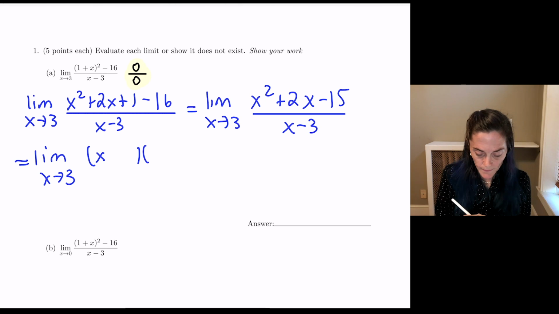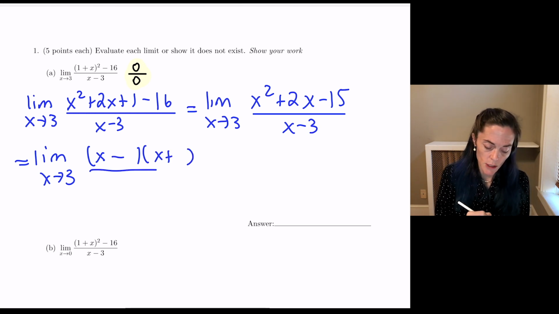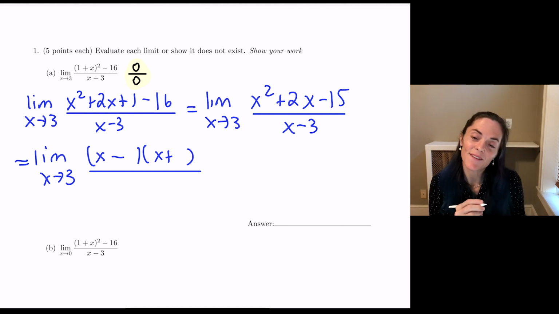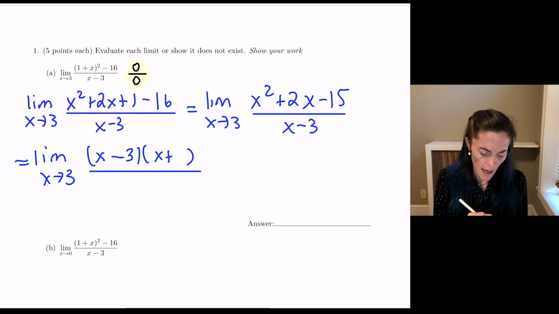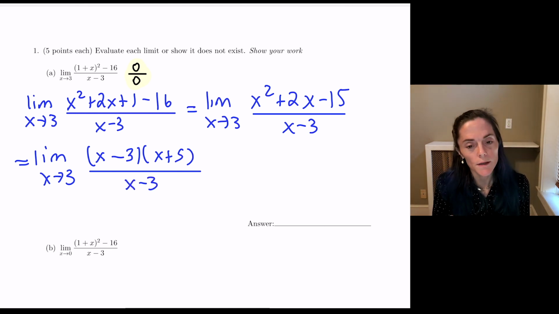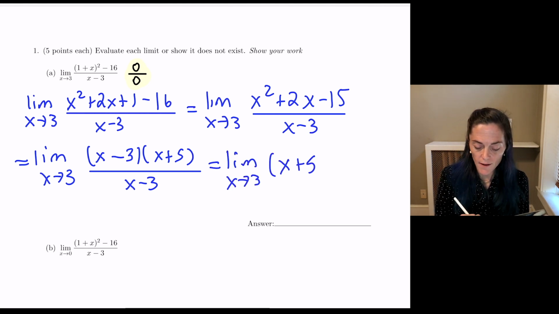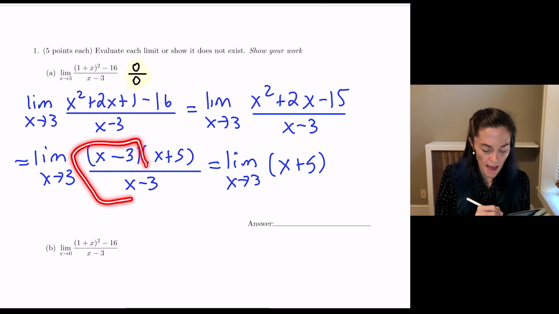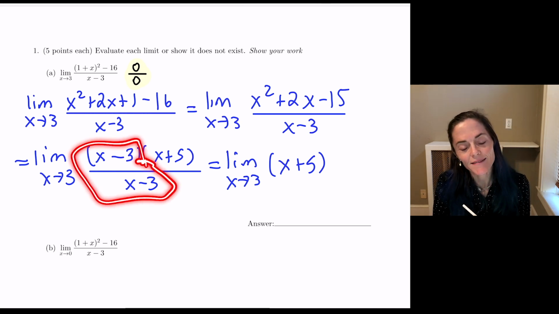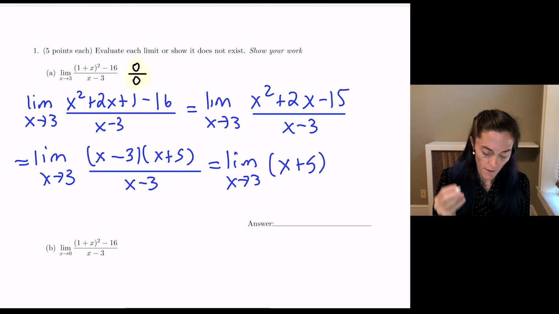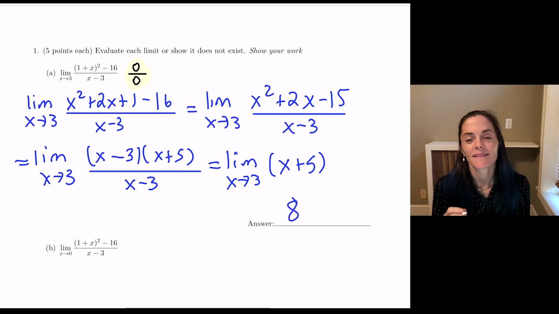Well, the negative 15 says we need a minus and a plus. I need two numbers that multiply to negative 15, add to positive 2. Okay, let's try minus 3 and plus 5. And you can check that this works. Well, now we're almost finished. We have a limit as x approaches 3 of x plus 5, because this part, x minus 3 over x minus 3, we can cancel that off. So I just get 8.